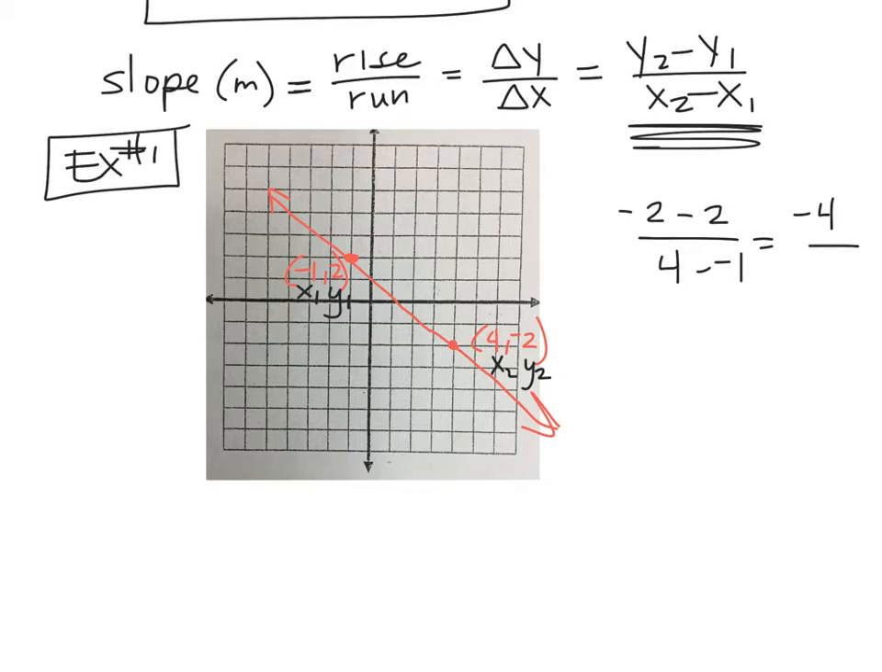And then it's 4 minus a -1. What's minus a negative? Plus a positive. So 4 plus 1 is 5. So the slope of this line would be -4 over 5. That means we're going down 4 to the right 5. Make sense?